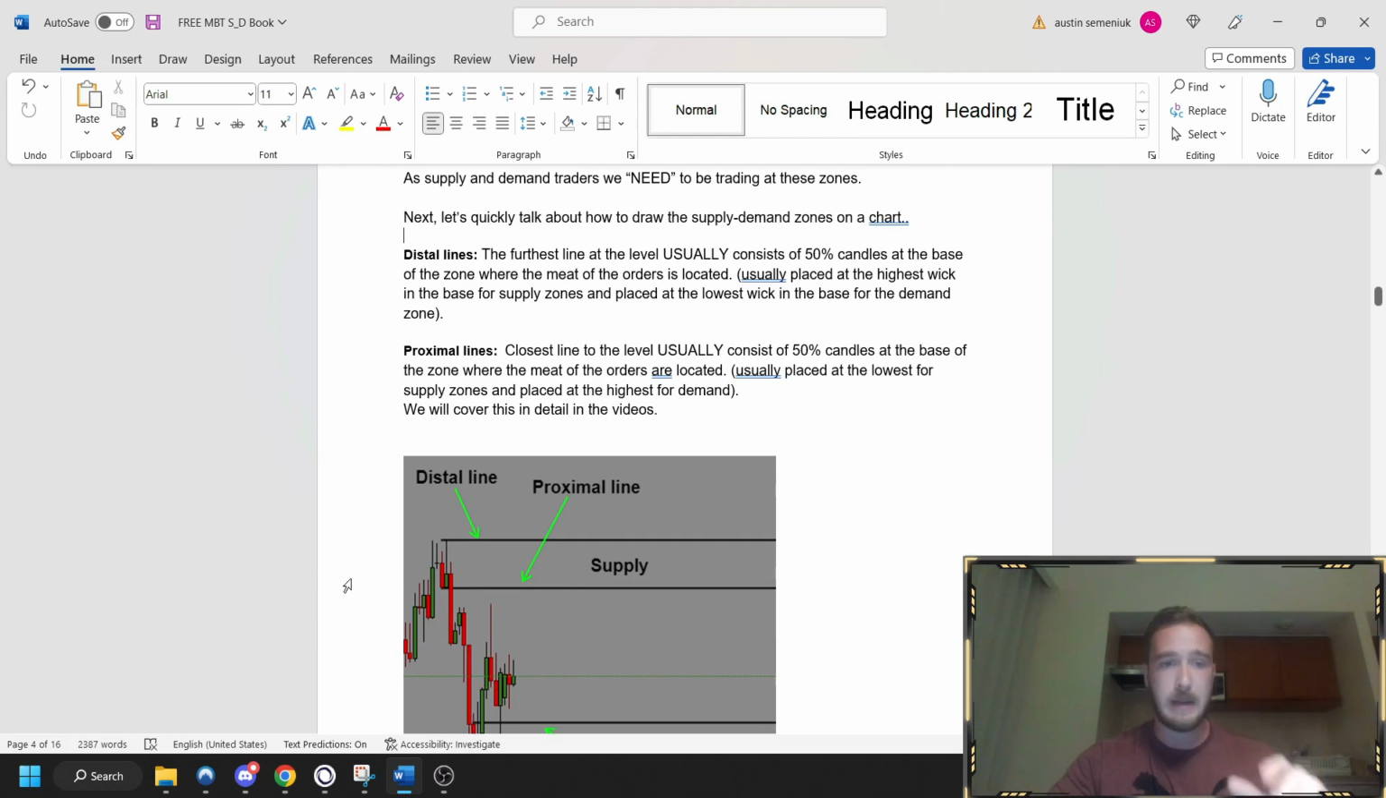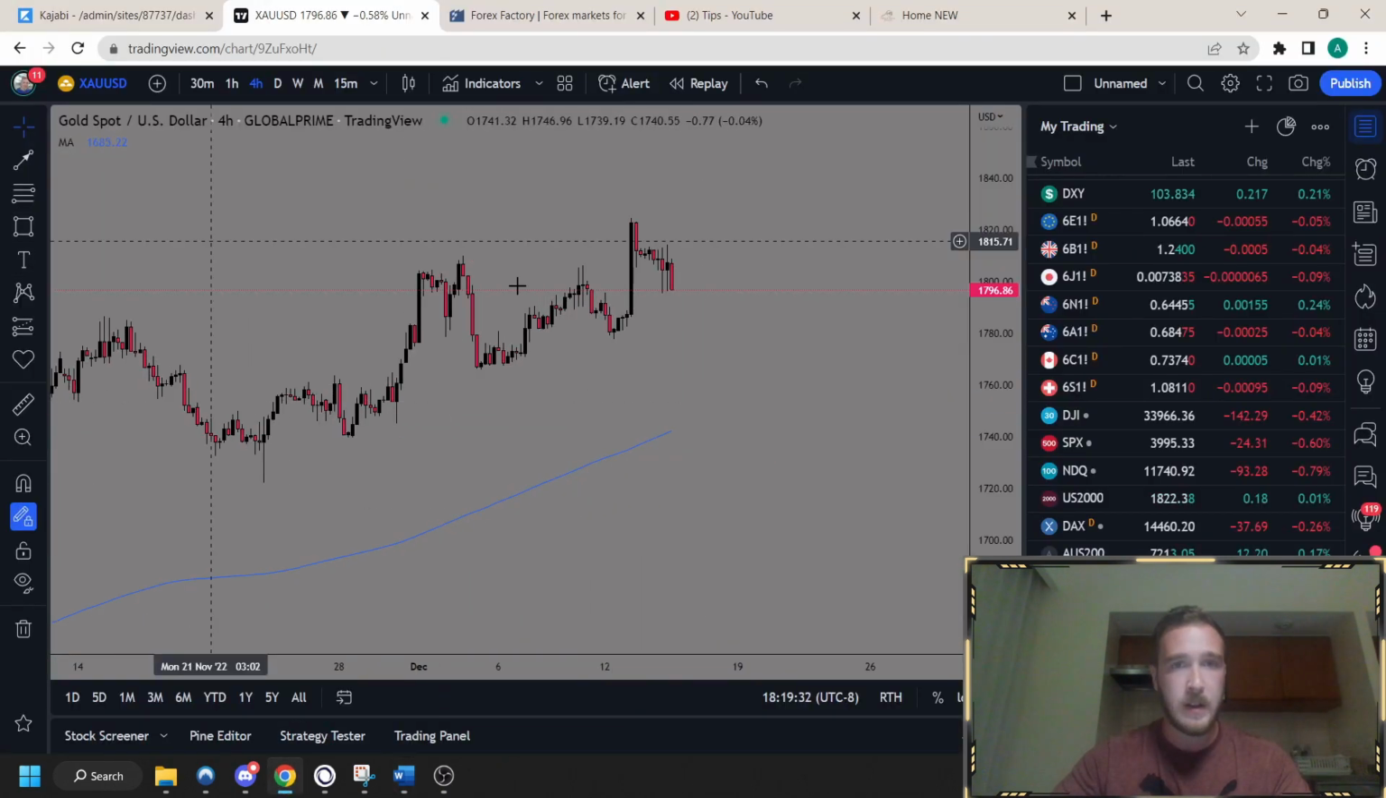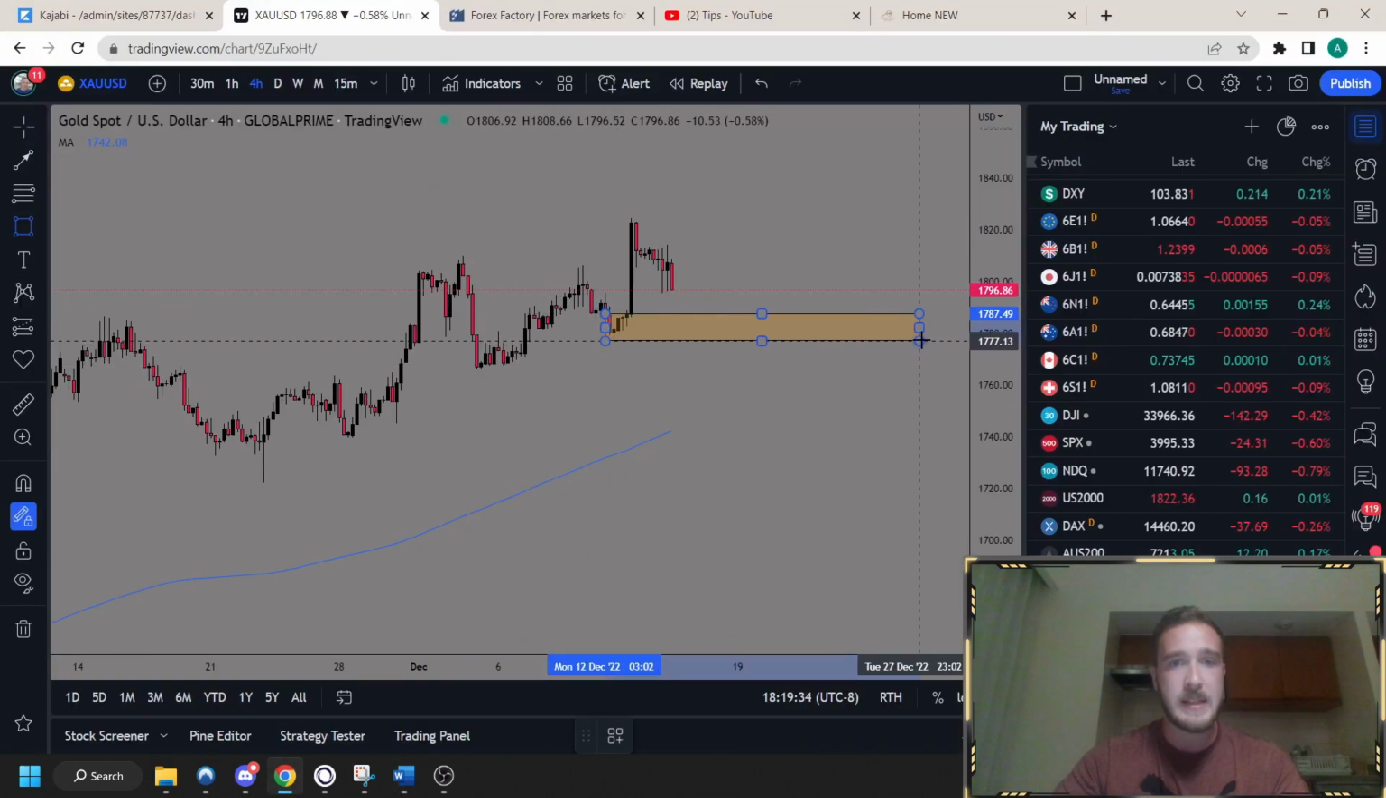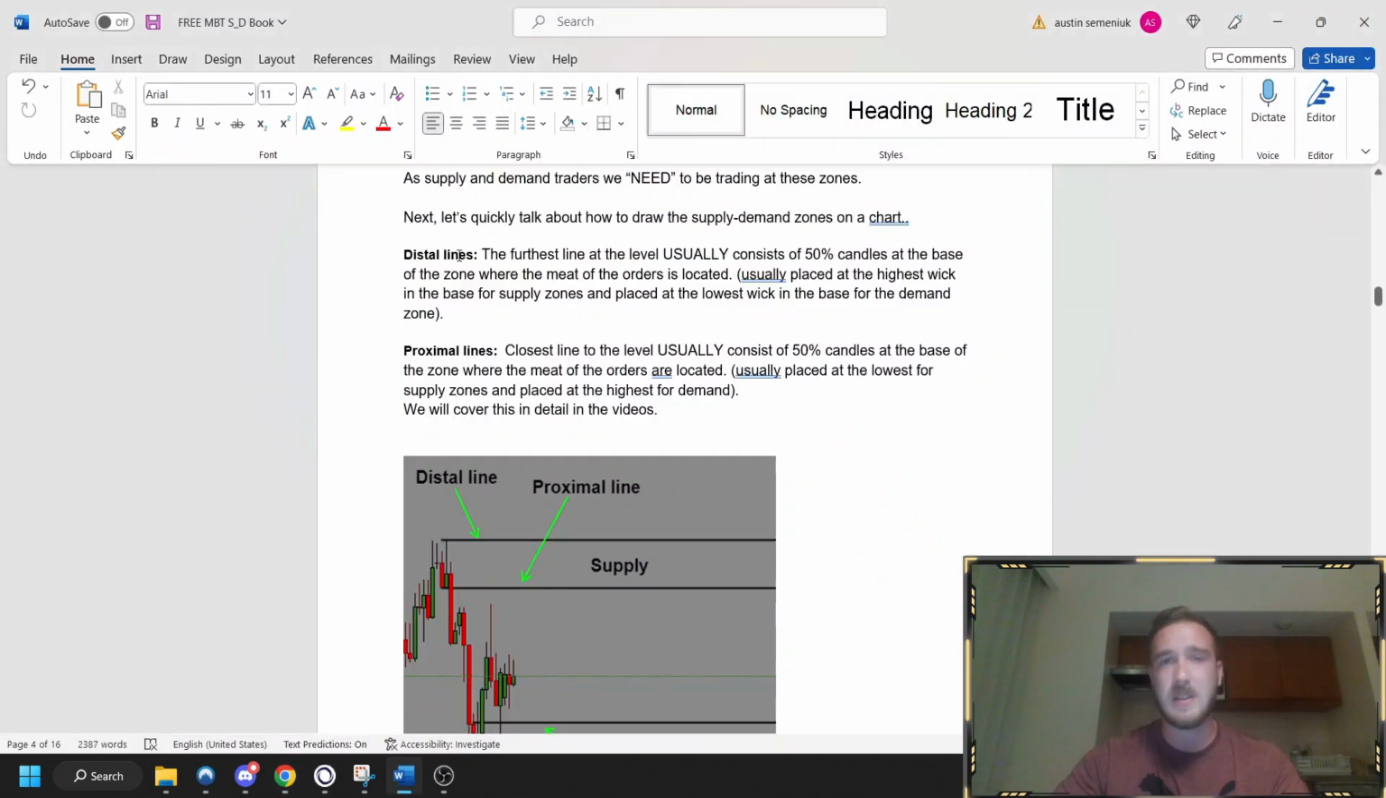This is how you always see me. If we go to the chart really quickly, you see me drawing out the zones. Well, how exactly do we draw it? Really quickly, very simple. There's just two lines. There's no need to talk too much about them, but there's a distal line and a proximal line. What we're trying to do is just highlight the base of where the meat of the basing candlesticks are, of where the imbalance originated from, right?